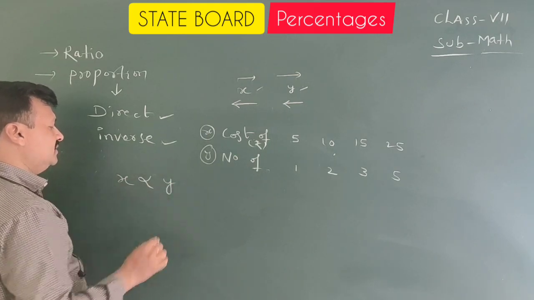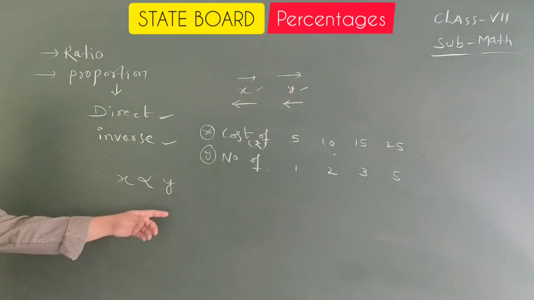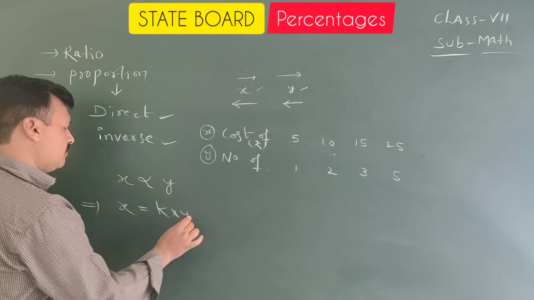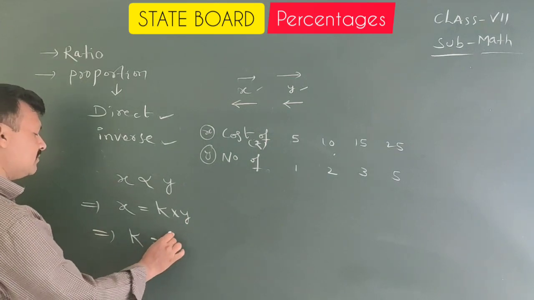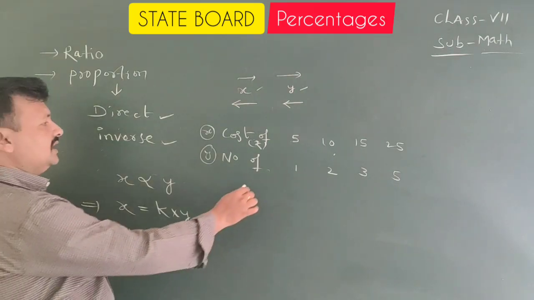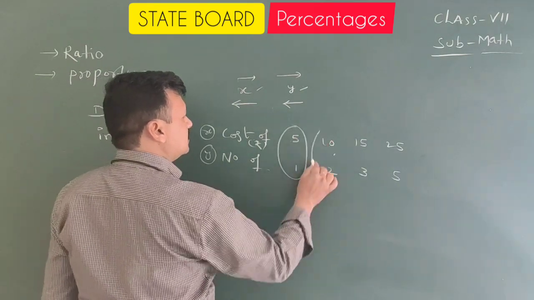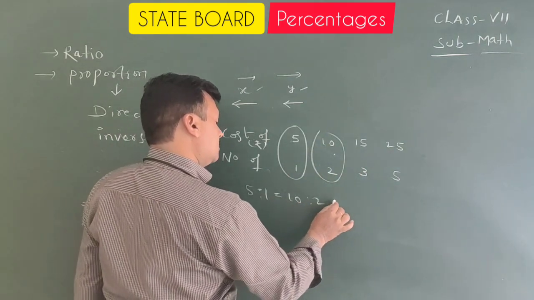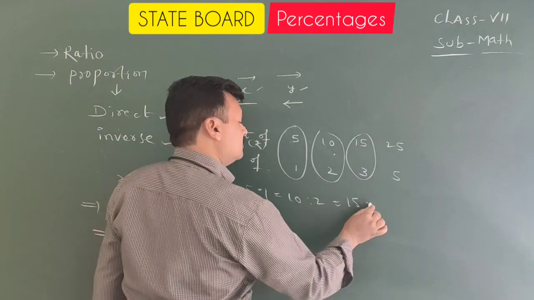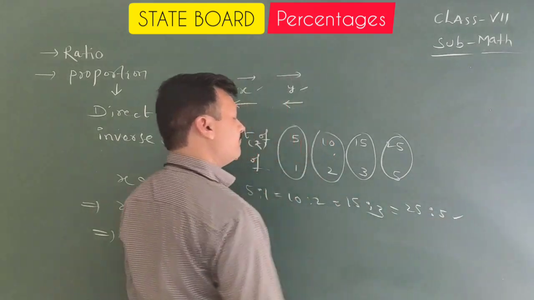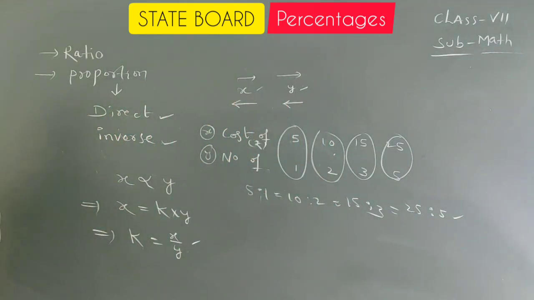The symbolic form of this is x is directly proportional to y, which means x equals some k into y. Here k equals x by y. That means the ratio is the same. Here 5 is to 1, 10 is to 2 is nothing but 5 is to 1. That means 5 is to 1 equals 10 is to 2 equals 15 is to 3 equals 25 is to 5. The ratios are equal. Equality of ratios is nothing but proportion.